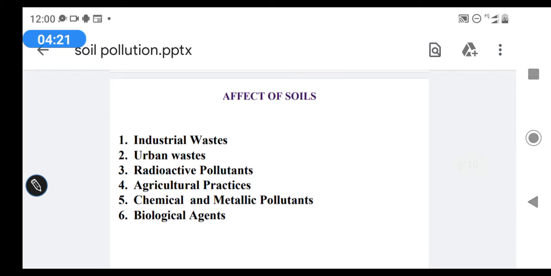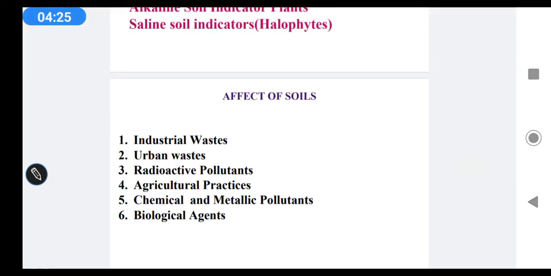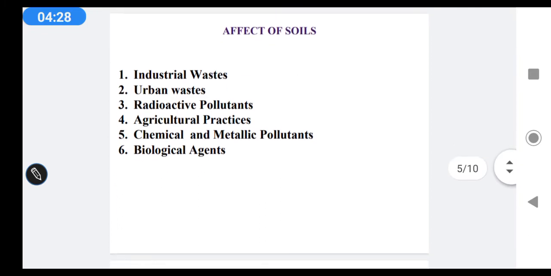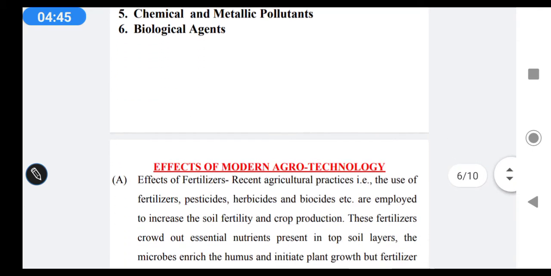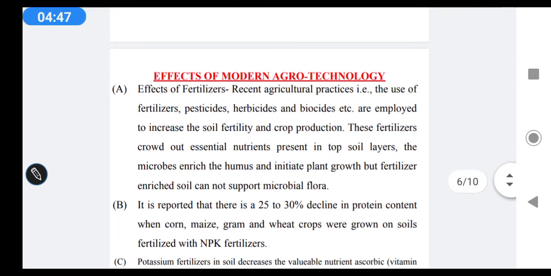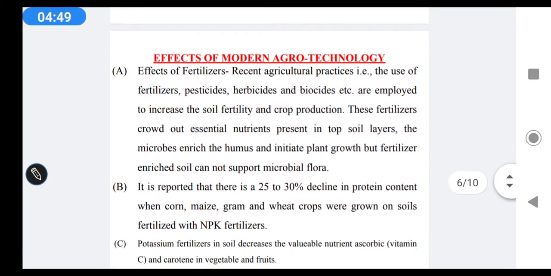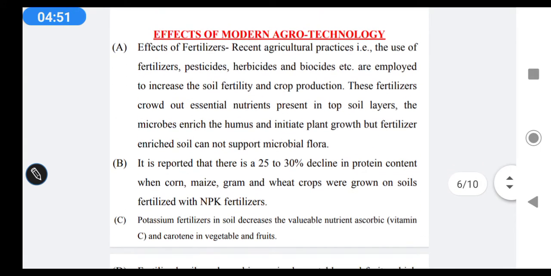So, major effects on soil. What are the effects on soil? You can see here: first, industrial waste; second, urban waste, radioactive pollutants, agricultural practices, chemicals and metallic products, and biological agents. These are the main things that affect our soil. Next is the effect of modern agrotechnology. How does modern agrotechnology affect the soil?